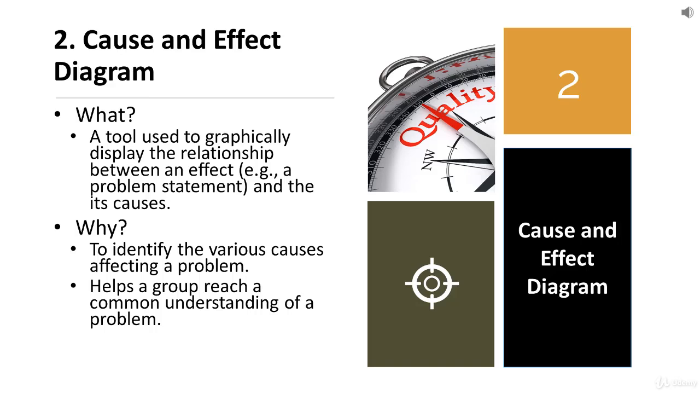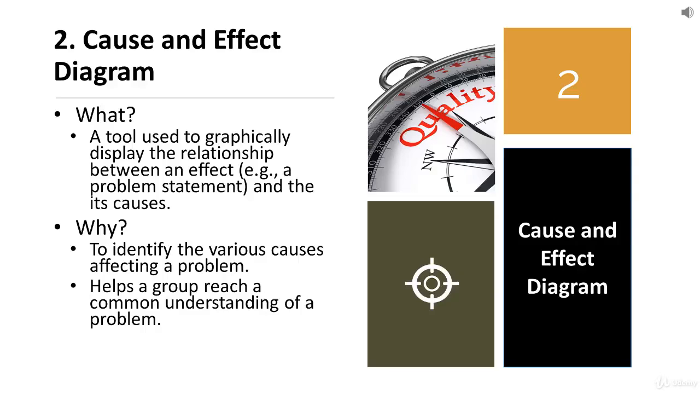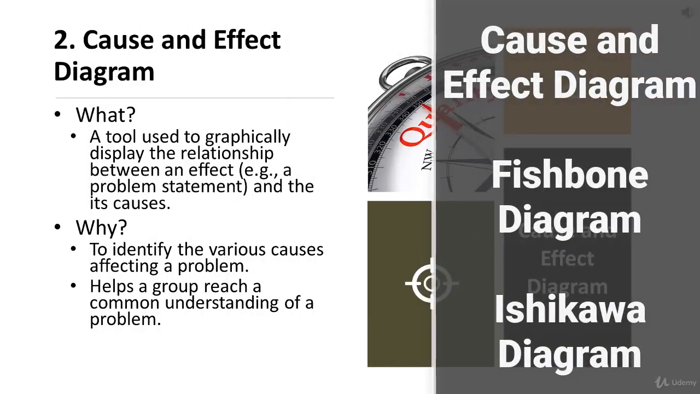Coming to the second tool in these 7 basic quality tools is the cause and effect diagram. This particular tool is known by a few other names as well. One of the names of this tool is Fishbone diagram, because the look of it is some type of a fish which has a head and fins. So it's called a Fishbone diagram.